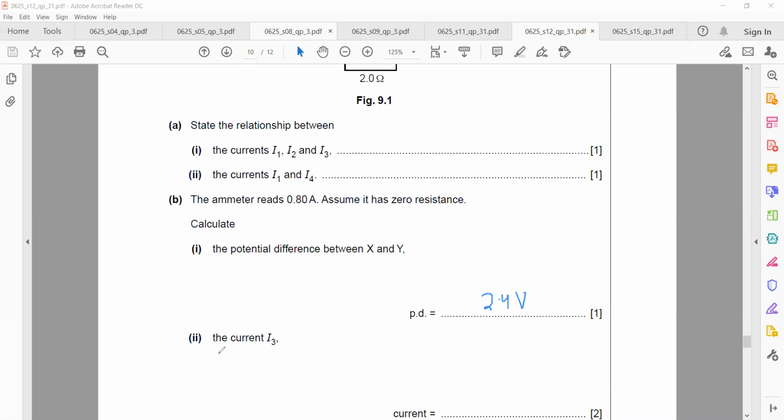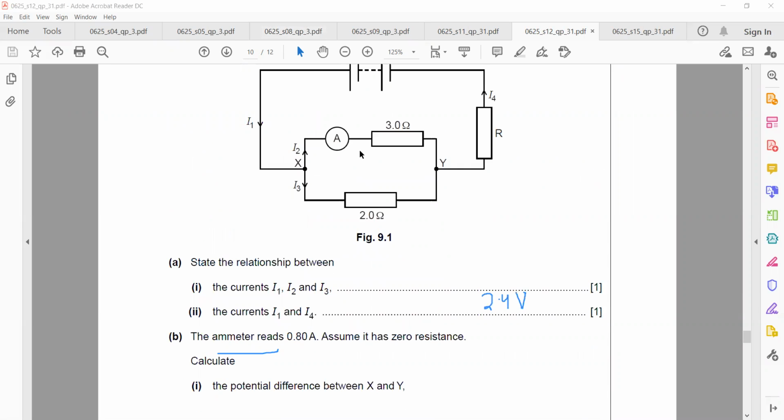Current I3. If we need the current I3 here, it means we need the current in this branch. We already know the voltage. The voltage is 2.4 because they are in parallel, so they have the same voltage. We have the voltage and the resistance, and we need the current. So again we'll use the formula V equals IR. V is the voltage, which is 2.4, I is the current, which we don't know, which is I3 in this example, and R is the resistance, 2. 2 is multiplied, so on the other side it will divide. So 2.4 divided by 2 is equal to 1.2 amperes.